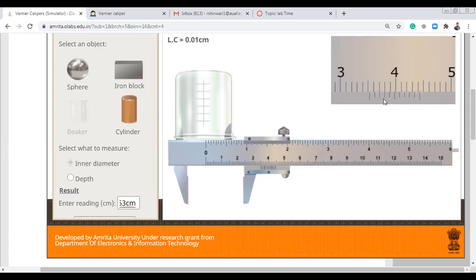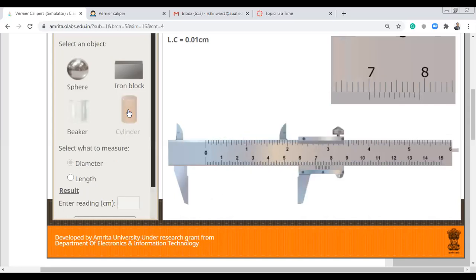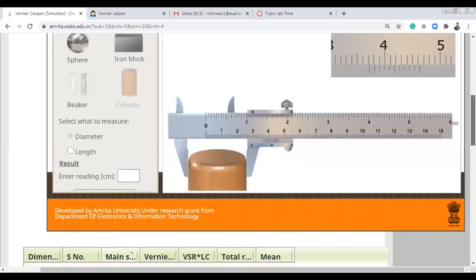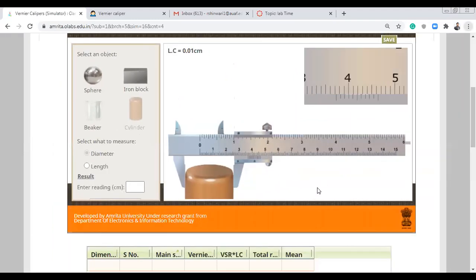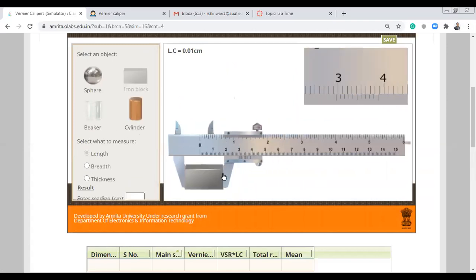So the internal diameter of this beaker equals what? This is 3.53 centimeter. Correct? You can see this is the internal diameter of the beaker. If you want to find the external diameter, we use these. For example, for this cylindrical shape, if you want to find the diameter, you can find it this way. This is for internal diameter. If you want to find the length, you can use the same jaws.